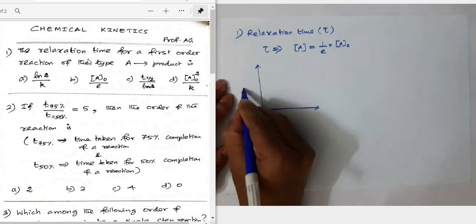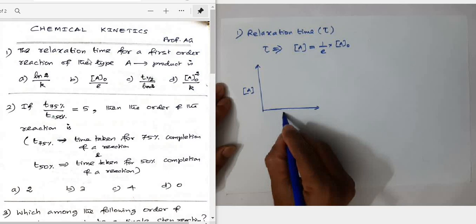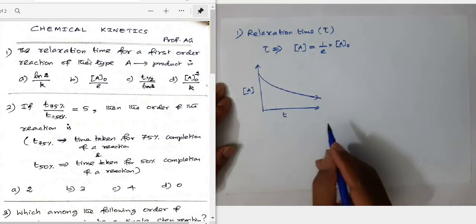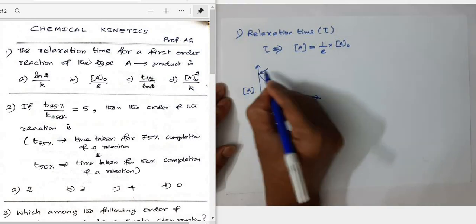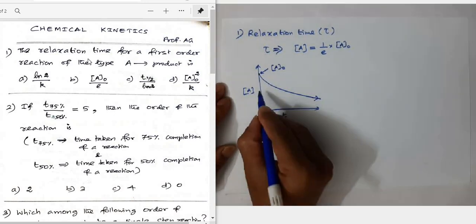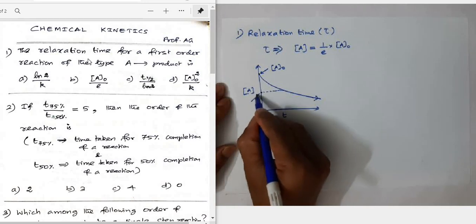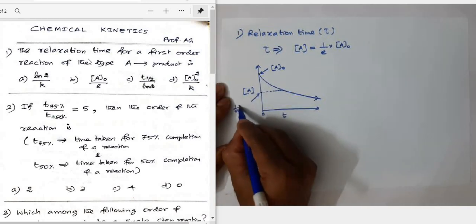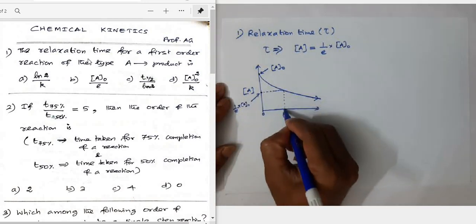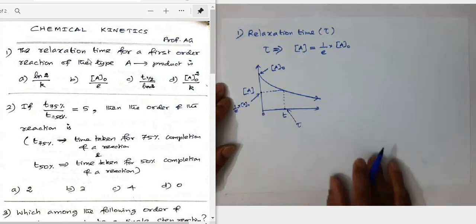Graphically we can represent this as, you know very well, for a first order reaction, if you plot concentration of the reactant versus time, you will get an exponential decrease curve. This gives you the initial concentration of the reactant because this is at time 0. The concentration of the reactant becomes equal to 1 by E times the initial concentration, right? And the time at which this concentration is attained is what we call relaxation time tau.